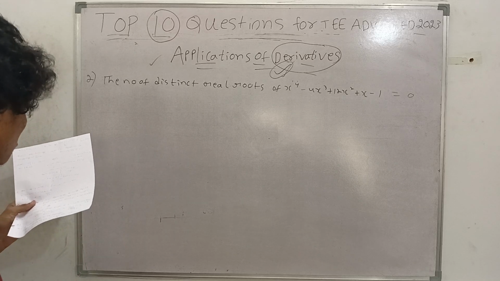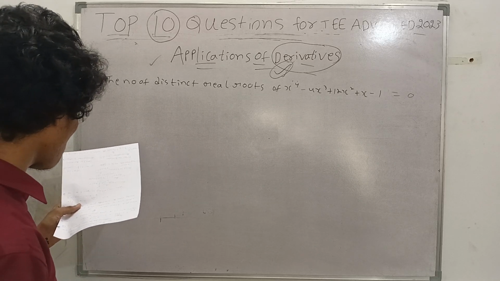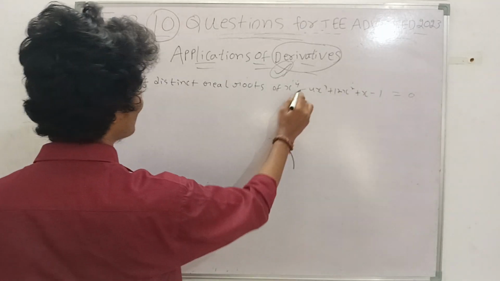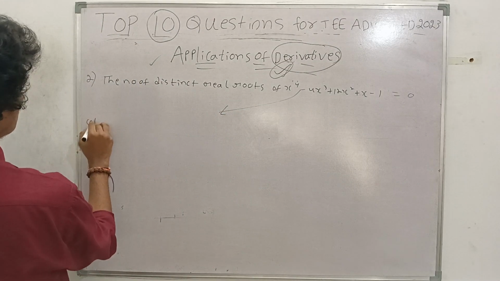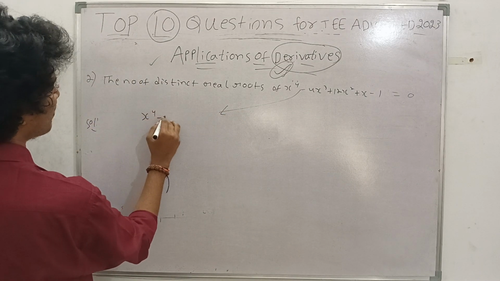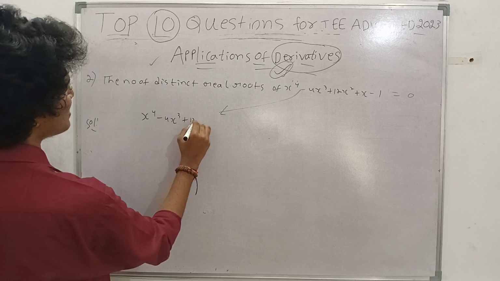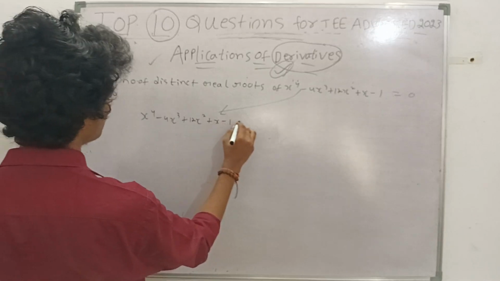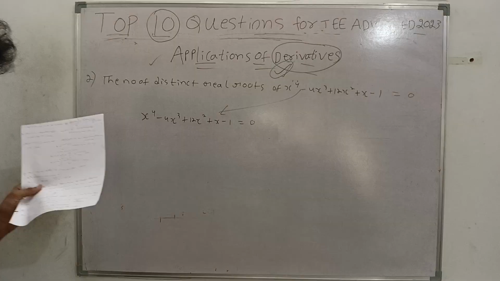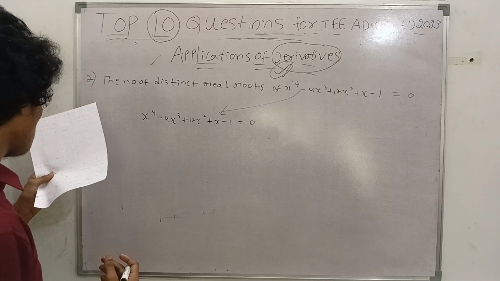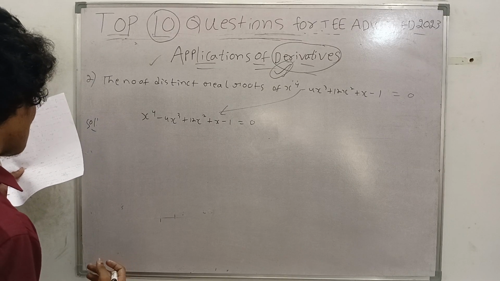What can we do? I can take this equation, x power 4 minus 4x cube plus 12x square plus x minus 1 equal to 0. Now I am going to make some changes. What are those changes?